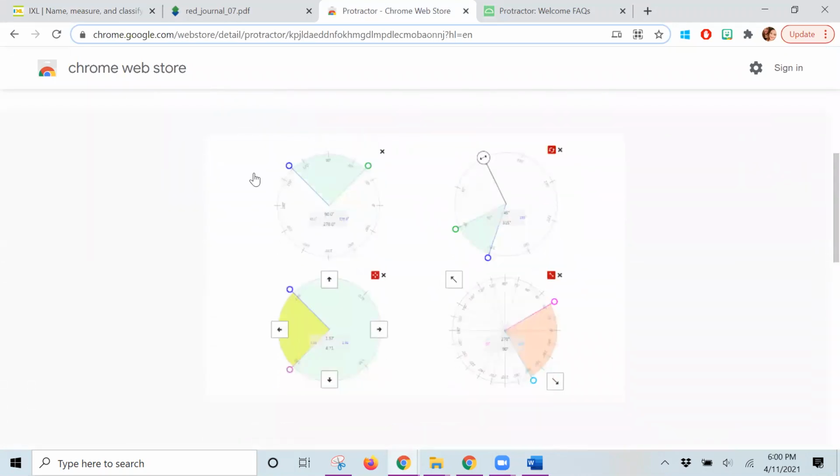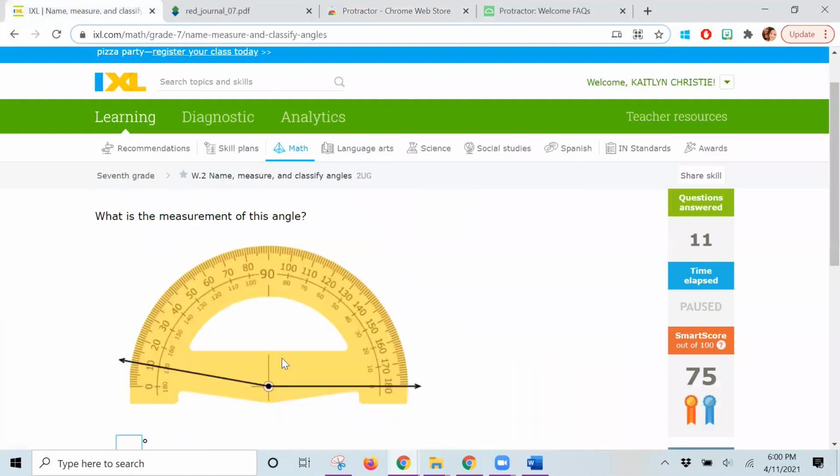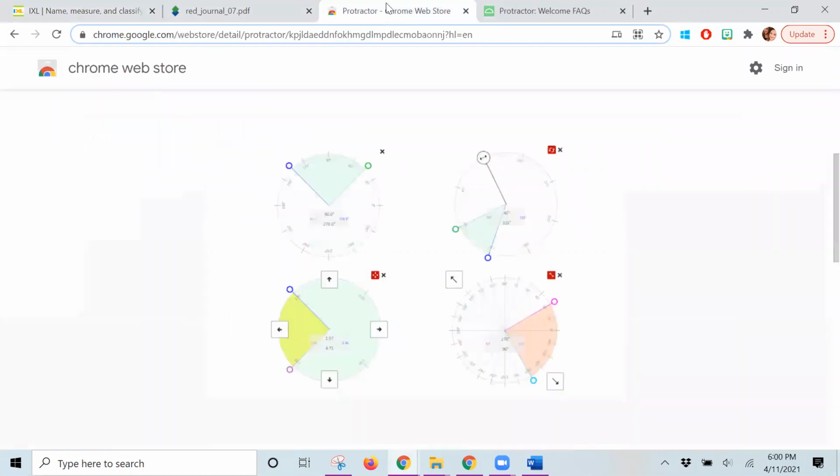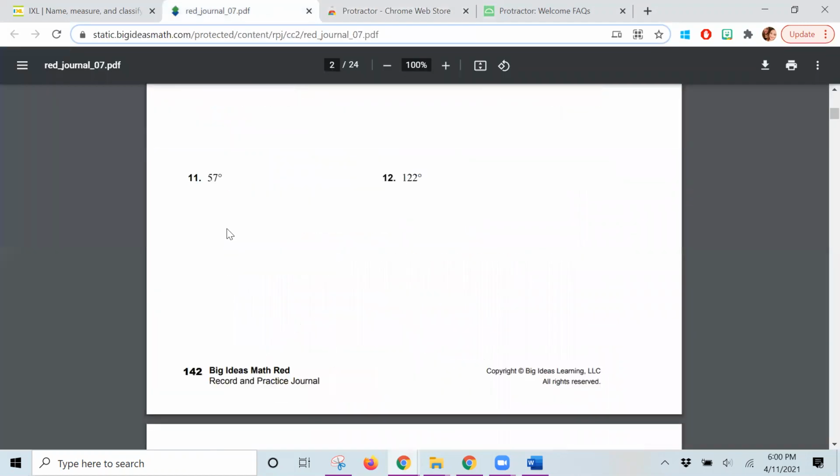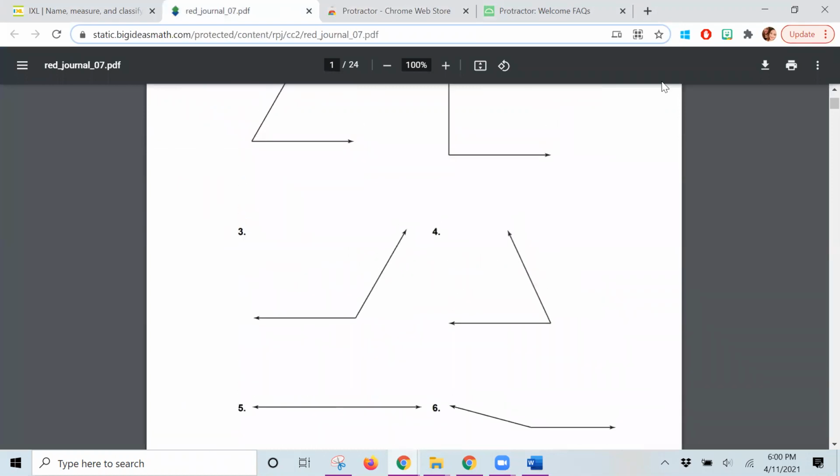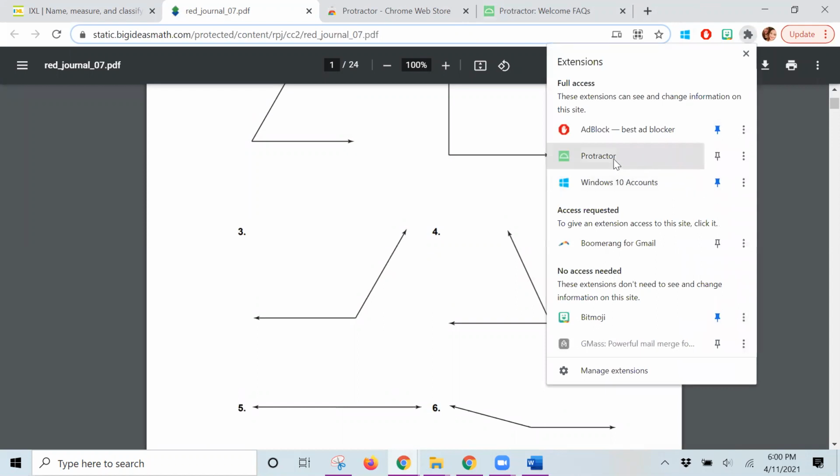So this protractor does look a little different than the protractors that you're used to. These are the ones that you're used to. These only go up to 180 degrees. These protractors on the Chrome extension actually do a full 360. So let's do a little bit of a show and tell on this.